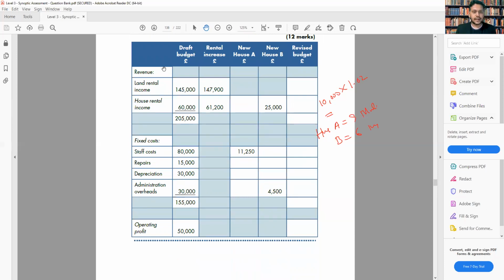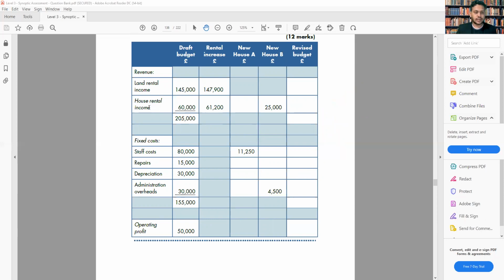Okay, now we have to find the draft budget. The draft budget, they already give it to us, and the rental income, house A, house B, and the revised one. All right, so let's start to make a revised budget. So we already know house A is for 9 months, house B for 6 months, we purchase up to the date of year end. So let's find it out for house A.